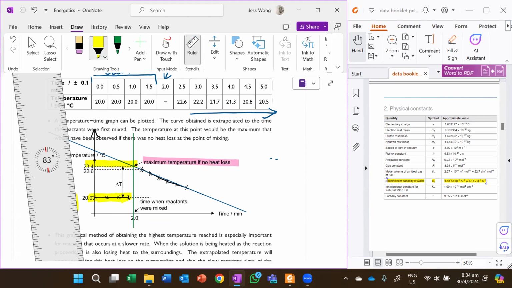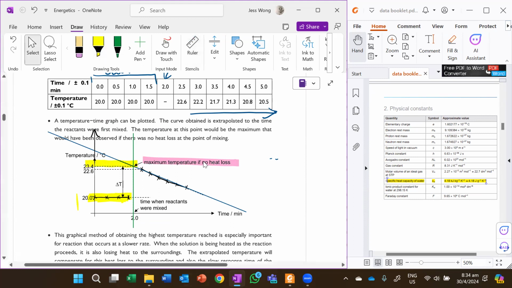So when you plot a temperature-time graph, you are trying to extrapolate to the time of mixing. The purpose of extrapolation is to account for what would be the maximum temperature that you will get if there was no heat loss. So you're using this gradient, which is the rate of heat loss, to extrapolate back to the time of mixing, so that if there was no heat loss following this rate, this should be the maximum temperature that I will record.